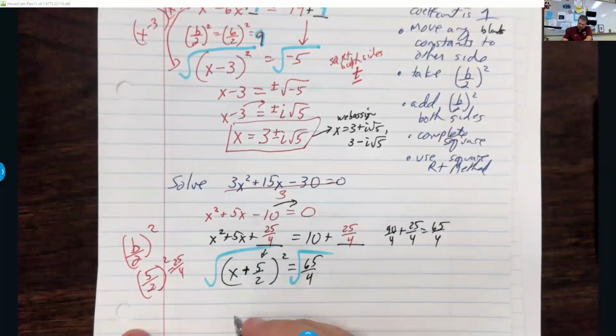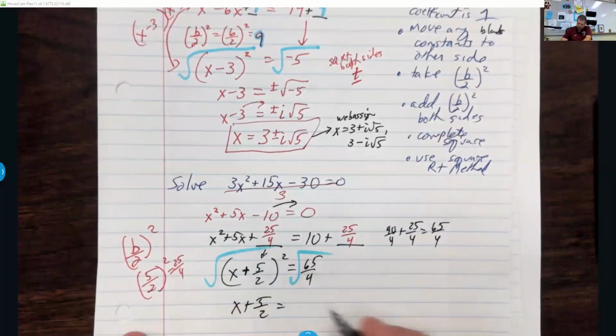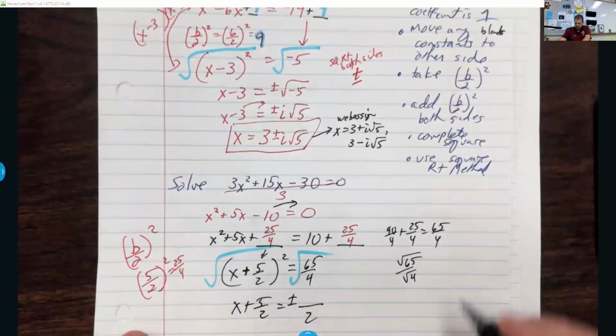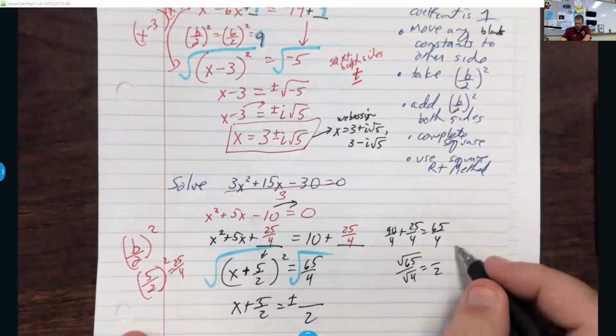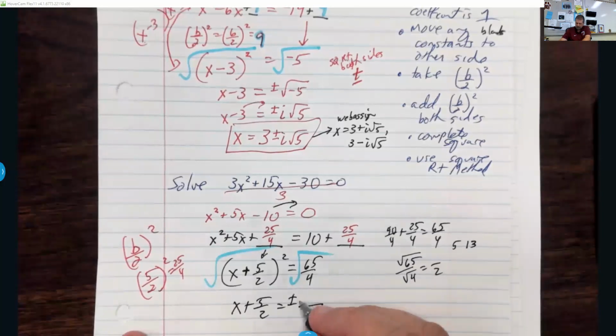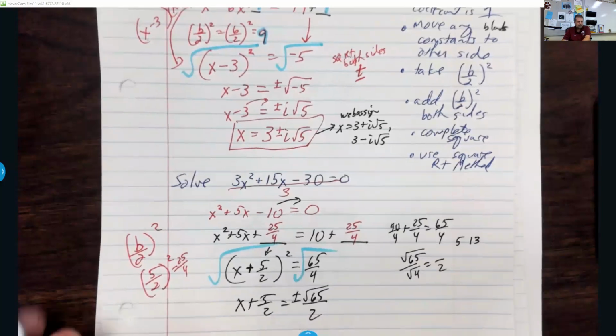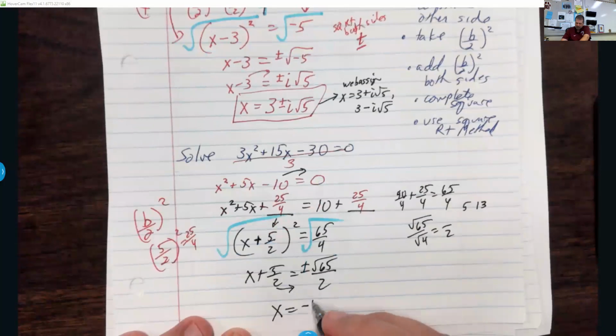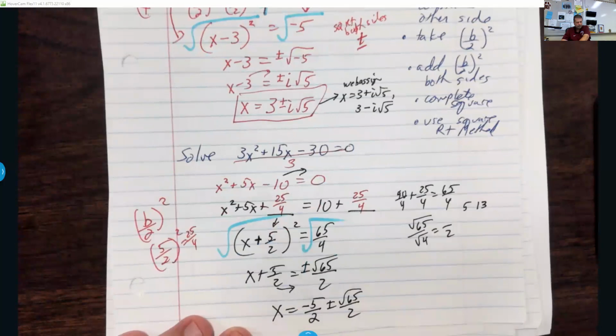So this now becomes x plus 5/2 is equal to plus or minus the square root of 65 over the square root of 4, which the square root of 4 I know is 2. 65 is 5 and 13, so that's just the square root of 65. And now to isolate, we're going to move the 5/2 to the other side, but we're going to put it in the front. Negative 5/2 plus or minus the square root of 65 all over 2. I just leave it like that.